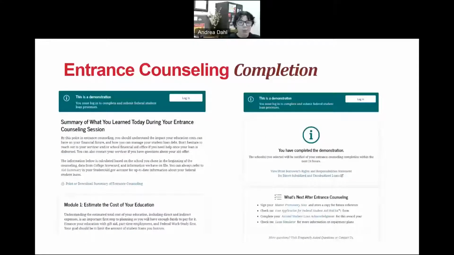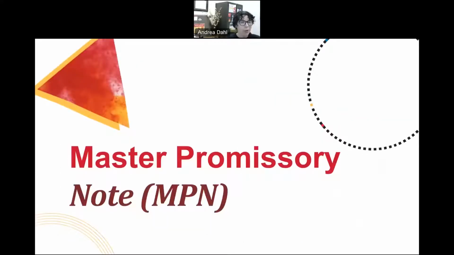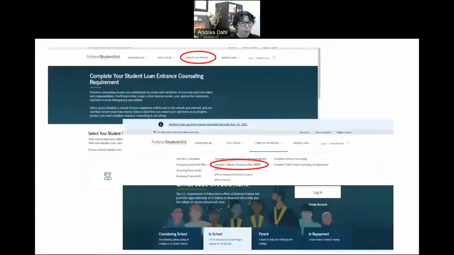The next page will be a summary of what you learned, and you'll just need to select continue at the bottom, and then you will have completed your first requirement. So that will be completed. For the next one, you will only have your last one, which is signing your master promissory note, or MPN. For that, you'll want to navigate back to the complete aid process up at the top of your screen, and then go to complete master promissory note, MPN.